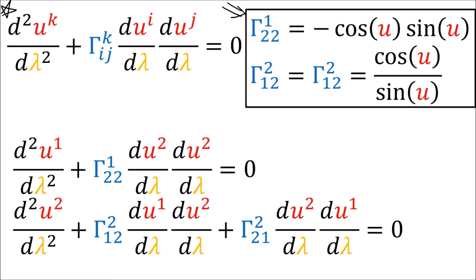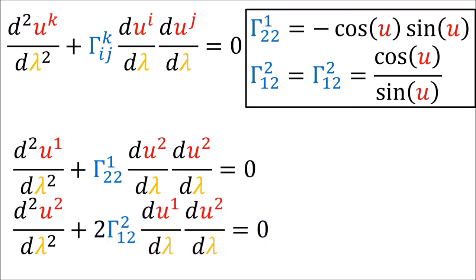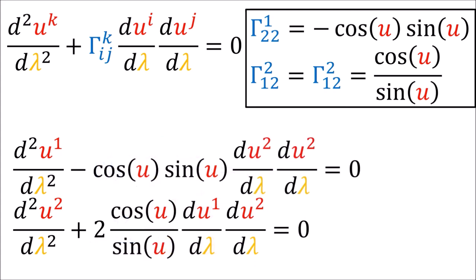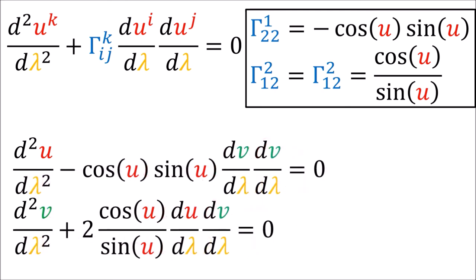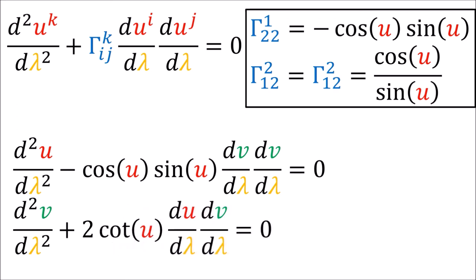Now again, since the 2, 1, 2 and 2, 2, 1 Christoffel symbols are equal, these two terms in the second equation are actually the same. So I'm going to combine them and just put a factor of 2 here. And subbing those Christoffel symbols in gives us this. And again, I'm going to replace u1 with u and u2 with v just to make things easier for us to understand. I'm also going to write cos of u over sine of u as cotangent of u, which is really just 1 over tangent of u. I'm just writing that to save space.